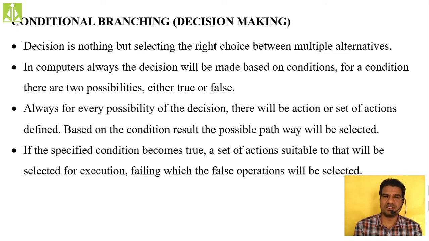Whenever you are making some decision, whenever you are selecting the possible path from alternate paths, we apply a condition there. For a condition, there are only two possibilities. Either it can be true or it can be false.